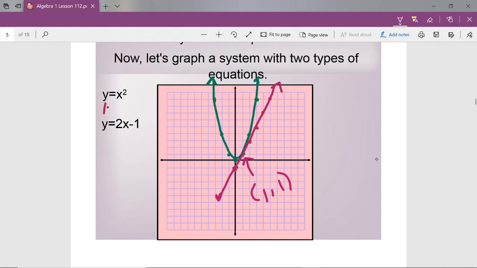It's definitely going to work here. 1 equals 1 squared, that's true. And 1 equals 2 times 1 minus 1, and that is true. 1 equals 1. So we actually only have one solution, and that is definitely a possibility.